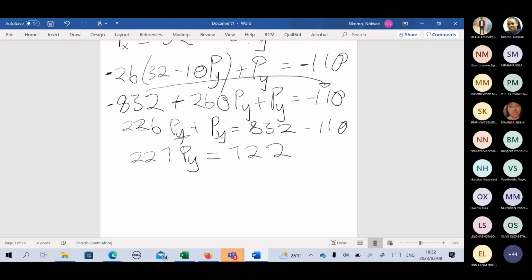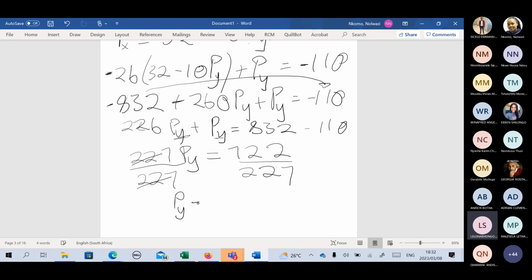722. Okay, but we are not looking for 227 PY. We want PY only. So this means we have to divide by 227 on both sides. Excuse me, Ms. Nkomo. Yes. Is it not 261 PY? Because we had 260 PY plus PY, it should be 261.